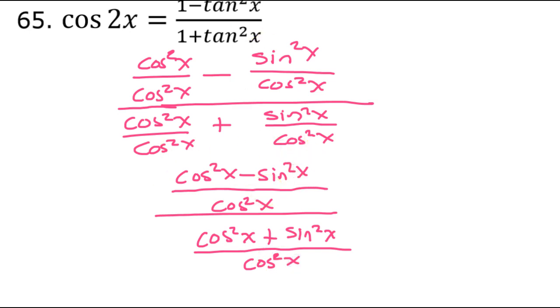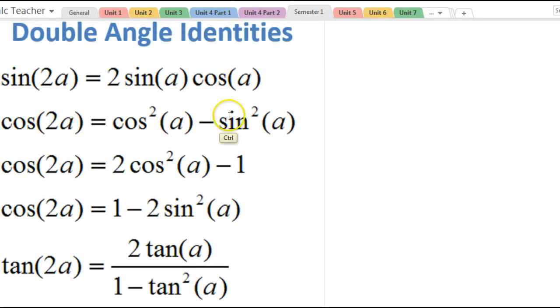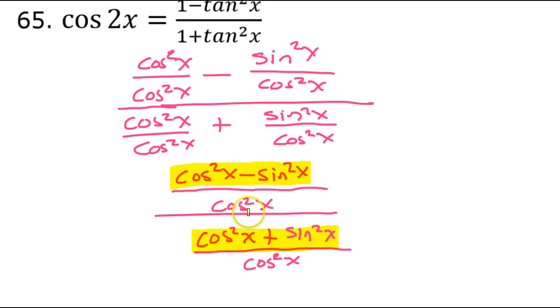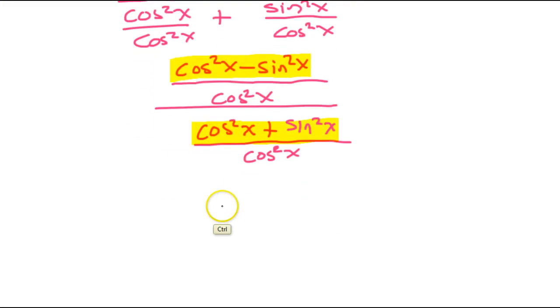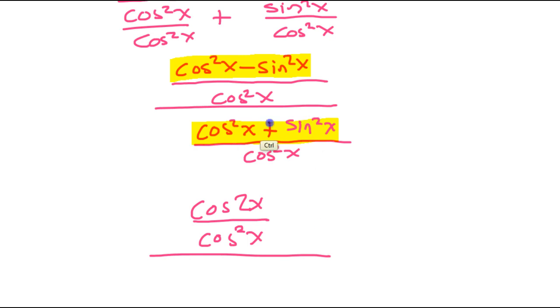Now, both of these numerators are actually identities. Okay, I recognize this as an identity, and I recognize this as an identity. Cosine squared minus sine squared is a double angle identity. Cosine squared minus sine squared is cosine of 2x. So I can replace this numerator with cosine of 2x. So that's what I'm going to do. So now I'm going to have cosine 2x over cosine squared. Okay, over. Now this numerator has a value of 1. Sine squared plus cosine squared is equal to 1. So this is going to be 1 over cosine squared.